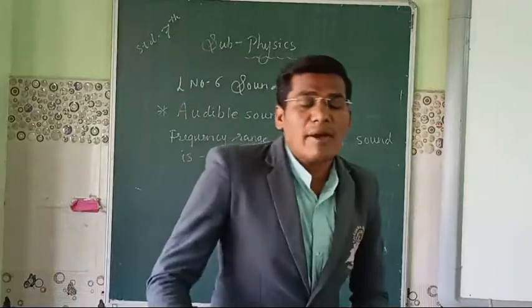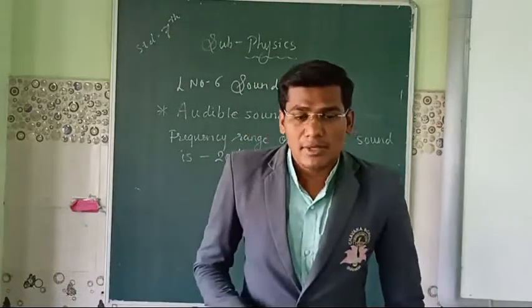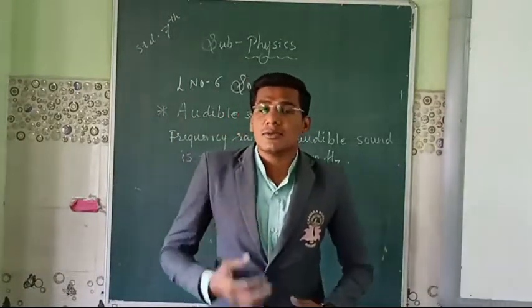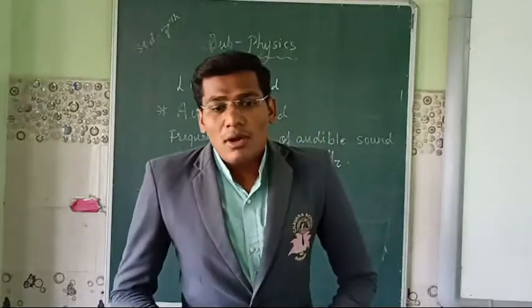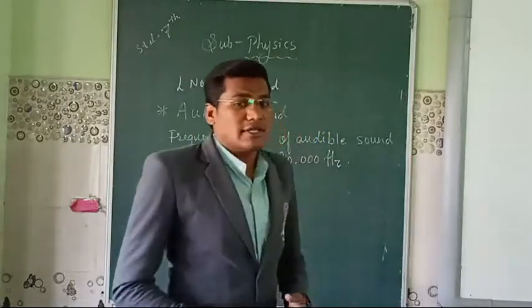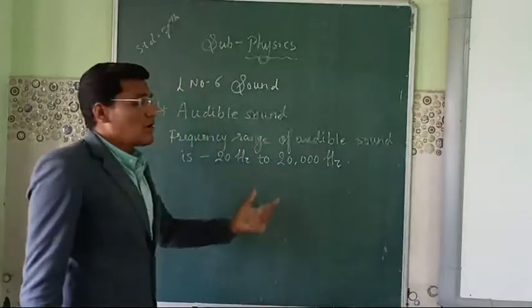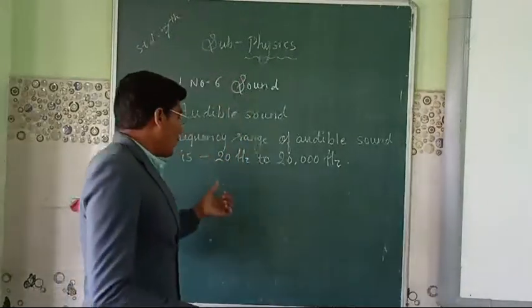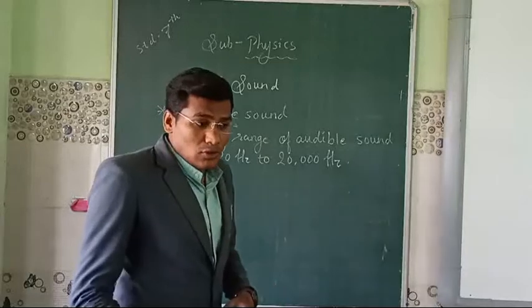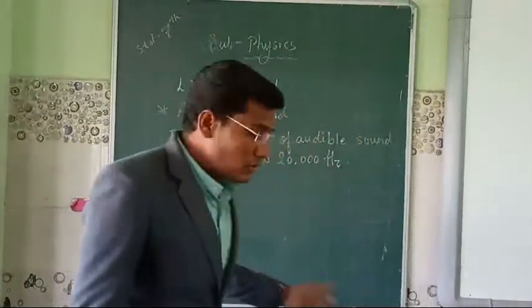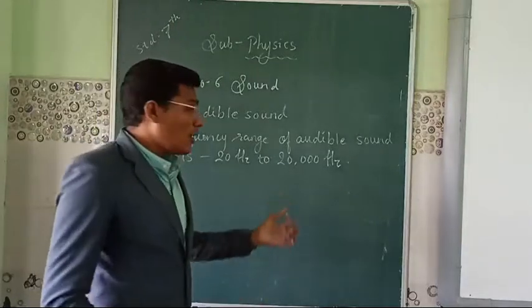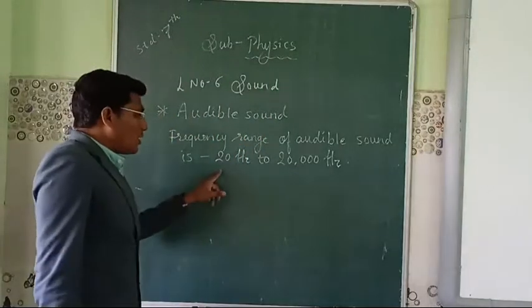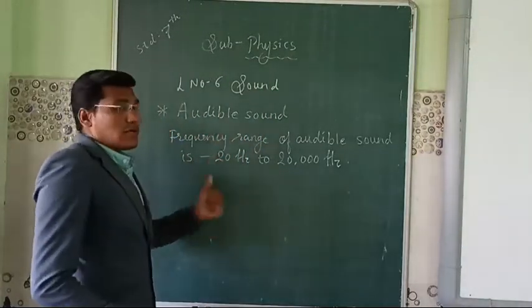As we know, vibrations produce sound, but we human beings cannot hear all the sounds. We can hear sound whose frequency range is from 20 Hz to 20,000 Hz. So we cannot hear sound below 20 Hz, and we cannot hear sound above 20,000 Hz. The frequency range from 20 Hz to 20,000 Hz is called audible sound.